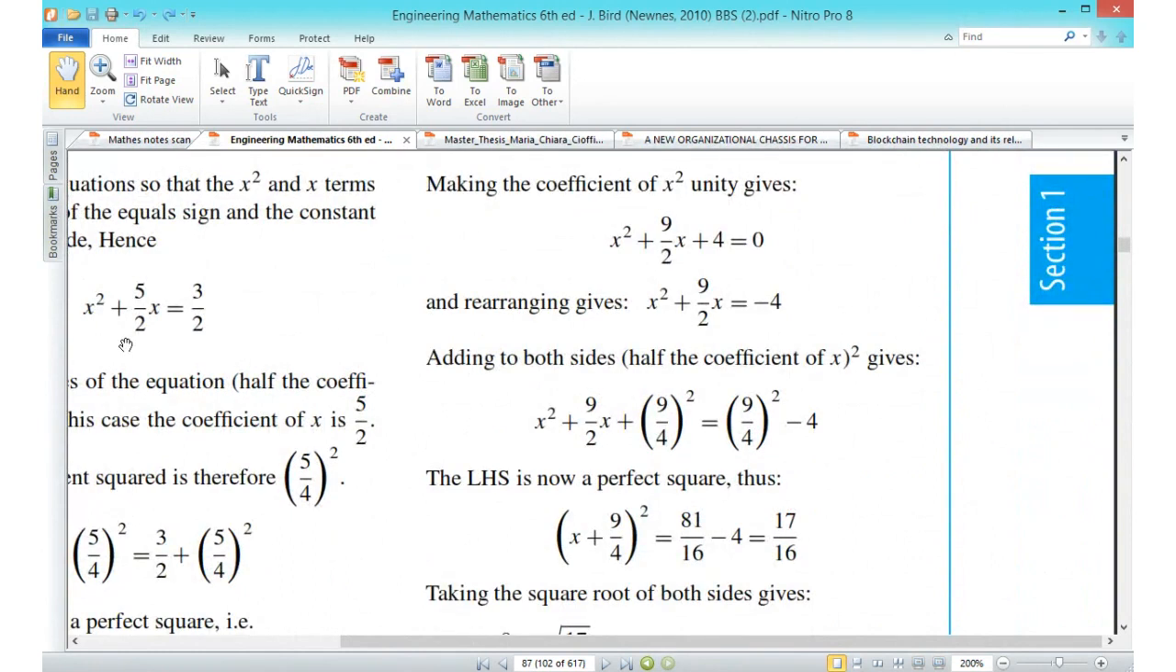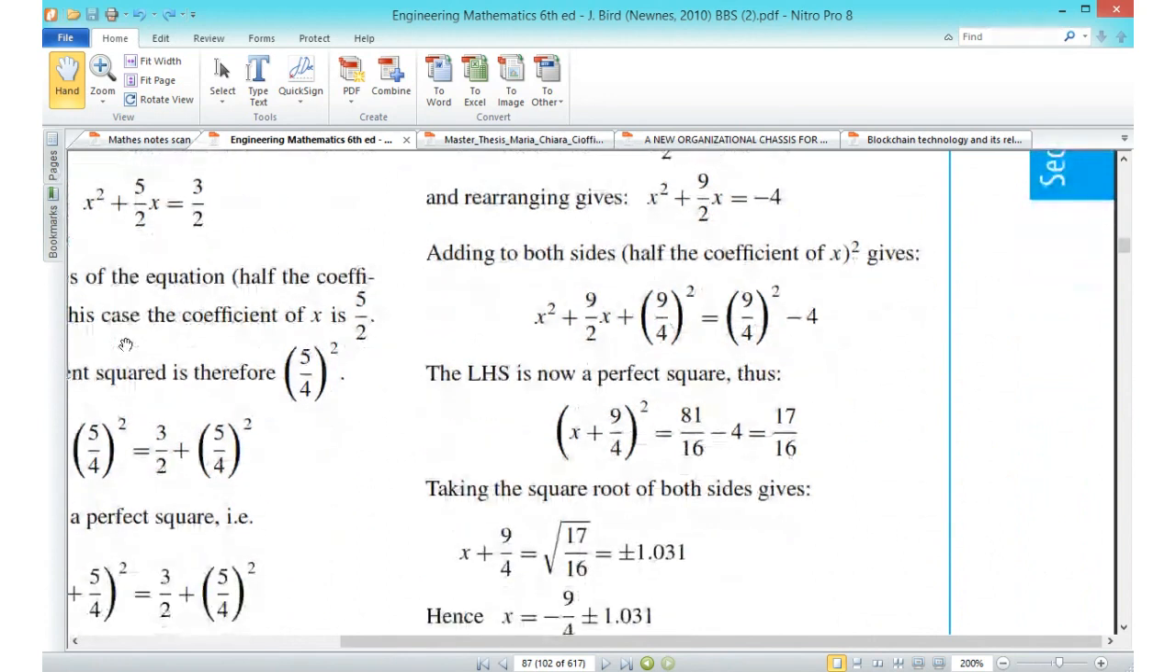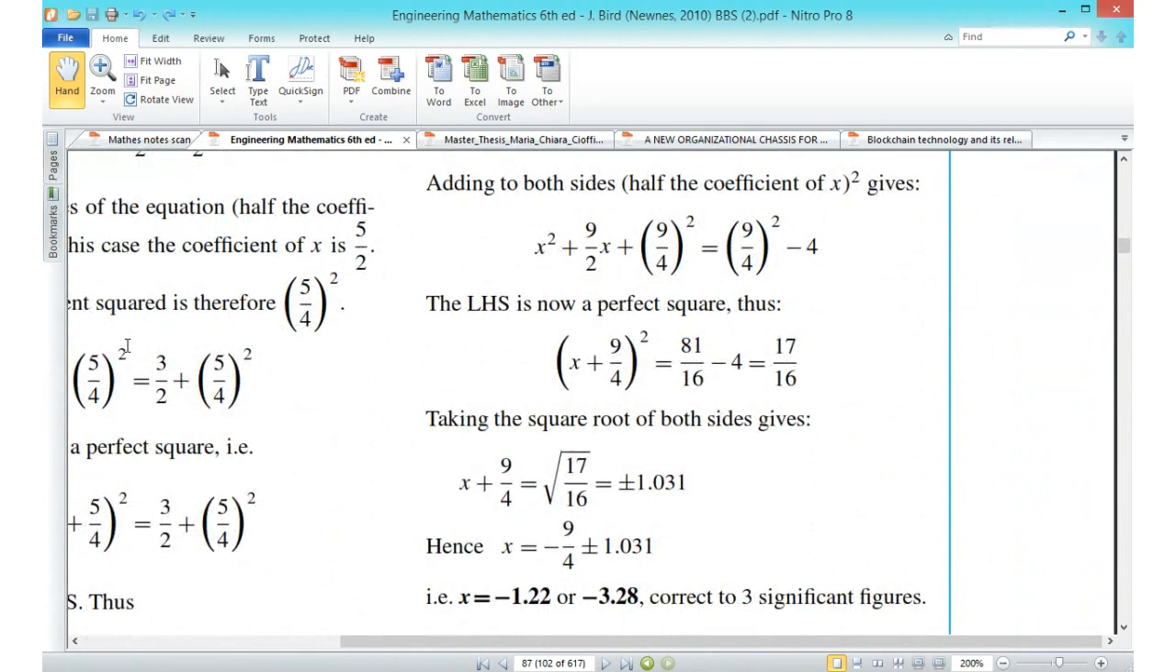So that's a part of the process, of course, making the coefficient of x squared a unity, or a one. Then you pick half of the coefficient of x so that you obtain a perfect square on the left-hand side of the equation. Then now you have a perfect square, you can obtain your roots, and finally you arrive at your answer.